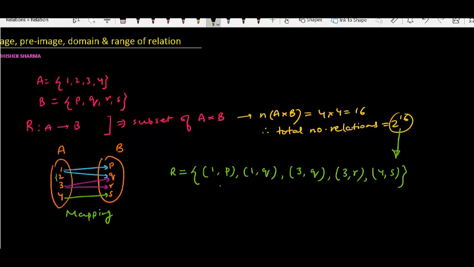So out of 2 to the power 16 relations which we could make, I have made one of the relations. In the last session we also looked at the fact that I cannot represent every relation in the set builder form. Maybe I cannot write this in set builder form because mathematically there is no connection between P, Q, R, S. These are not numerical values, so you cannot relate them with 1, 2, 3, 4. So the set builder form in this case is not possible.